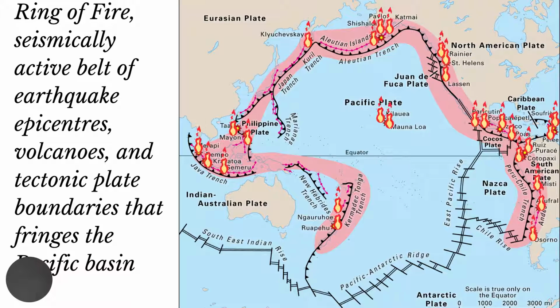Now, there's also something I want to show you. Notice that in the center of this plate, we are also seeing that activity is occurring there. Now, the reason for the activity occurring within the center of the Pacific plate is that that area lies above a mantle plume or a hot spot in the mantle.